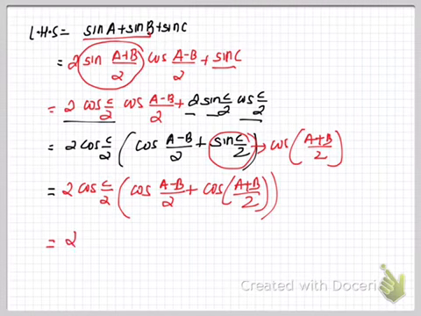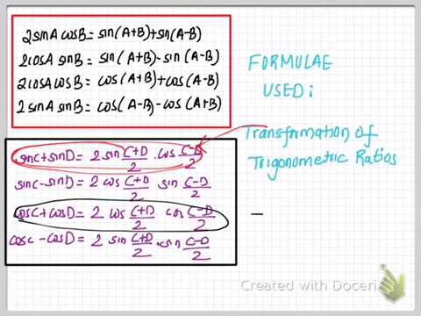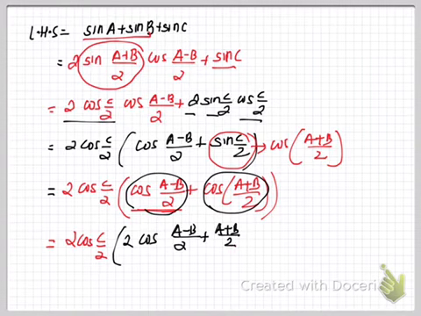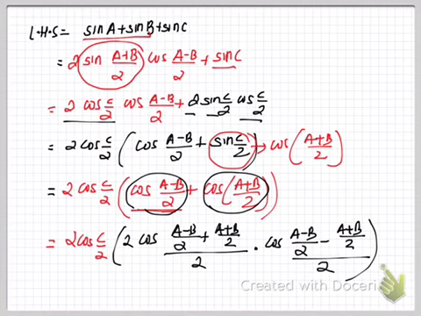Once again I'm going to apply the formula here for cos C and cos D. So cos C plus cos D, we know it's equal to 2 cos of C plus D by 2 dot cos of C minus D by 2. So here 2 cos of C plus D is A minus B by 2 plus A plus B by 2, and then divided by 2, dot cos of C minus D is A minus B by 2 minus A plus B by 2, and then divided by 2. Now I'm going to simplify over here.